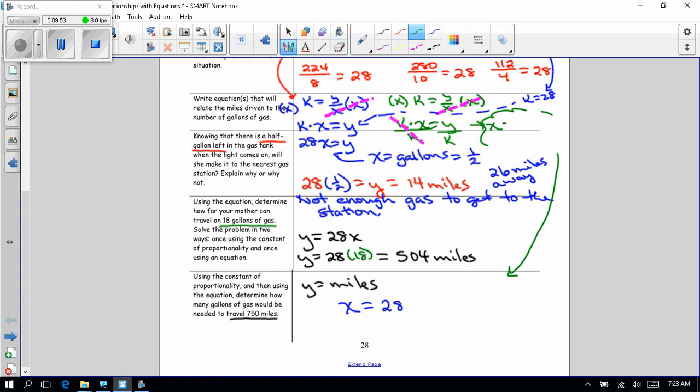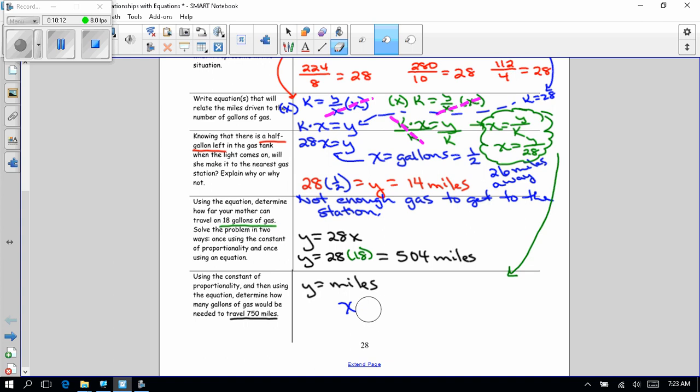So x is equal to y over k, and I know that k is 28. So x is equal to y divided by 28. There we go. Good thing I can work with an eraser and fix things. Whew. I'm so sorry about that, but we fixed it. So here we go. Let's see here. We've got x is equal to 750 over the 28.